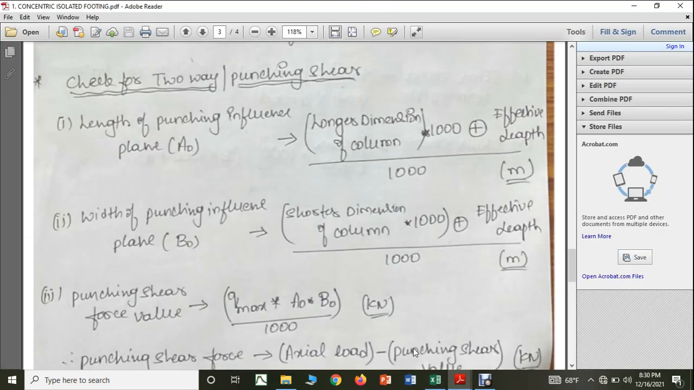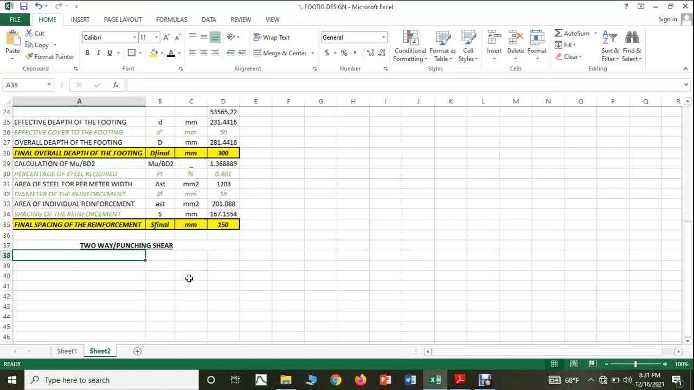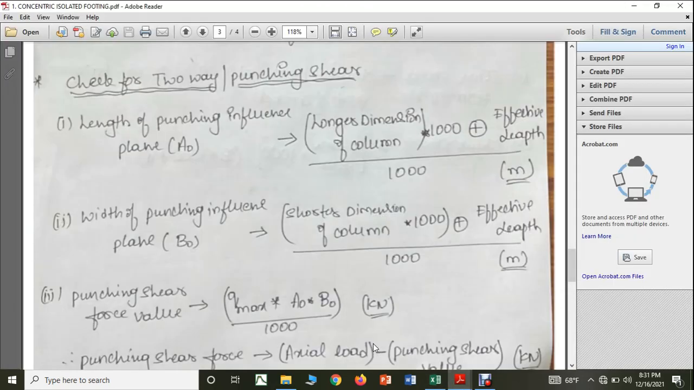Now in that, what is my first step? I have to get the length of the punching influence plane, that is A0. So we have to find out the length of the punching influence plane, which is given as A0, in mm. Yes, it is the length of the punching plane in mm. So what is that?